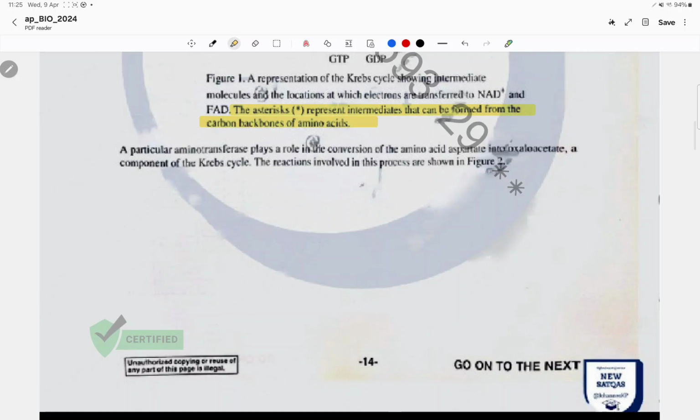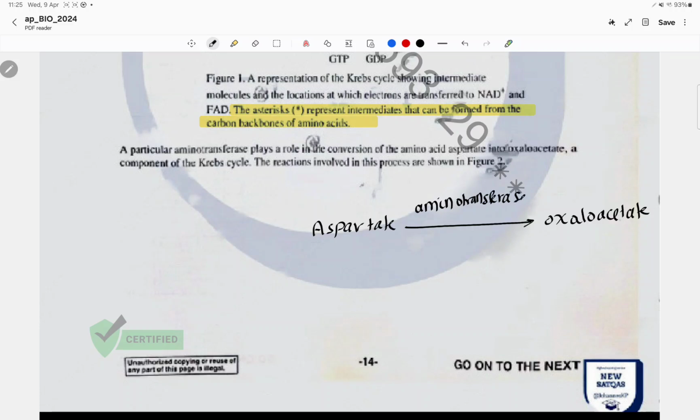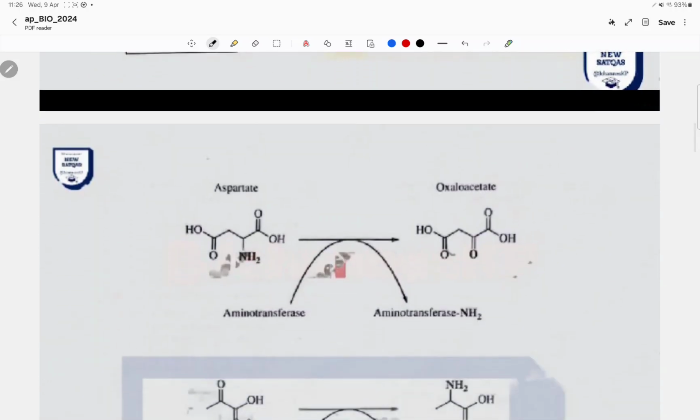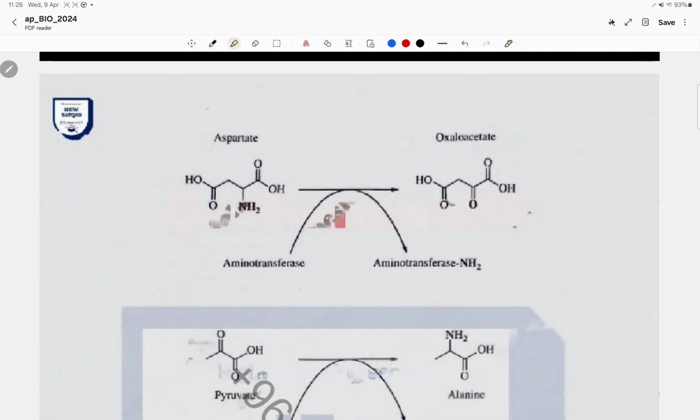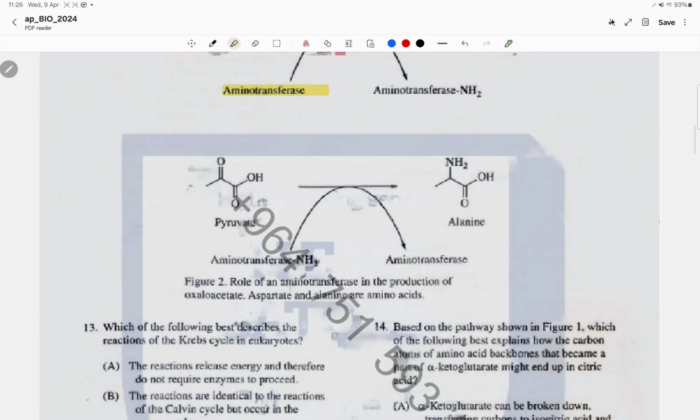Okay. A particular aminotransferase plays a role in the conversion of amino acid aspartate into oxaloacetate. So aspartate becomes oxaloacetate by the enzyme aminotransferase. And this is going to be a component of the Krebs cycle. We have the reaction here involved. As you can see, the aminotransferase is able to remove the NH2, and that will convert the aspartate into oxaloacetate. And then it's able to give the NH2 to pyruvate so it can become alanine.